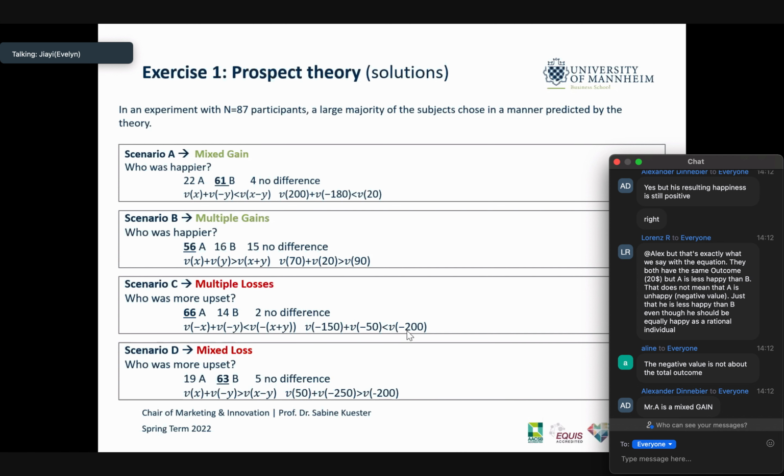Okay, so we just say that is just the rule and we need to follow it. Okay, thank you. And try using just normal rational behavior as the experiment also suggested, where 63 participants would say that B would be more upset, because, say for example, you lose 250 in a stock market and then you win 50, you may feel happier than directly just losing 200. Yeah, thank you very much.